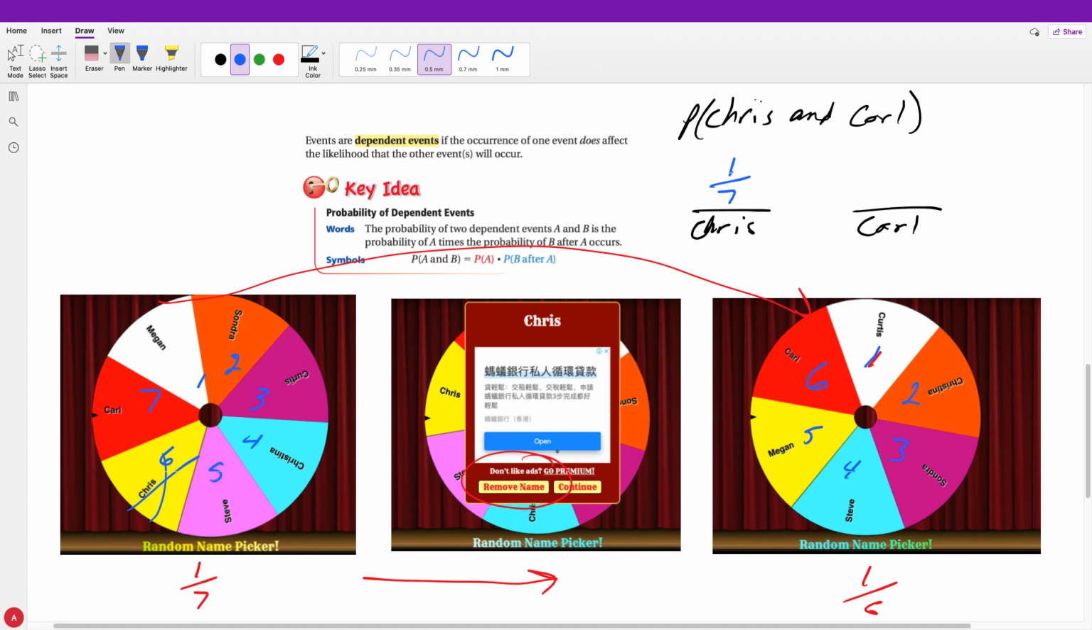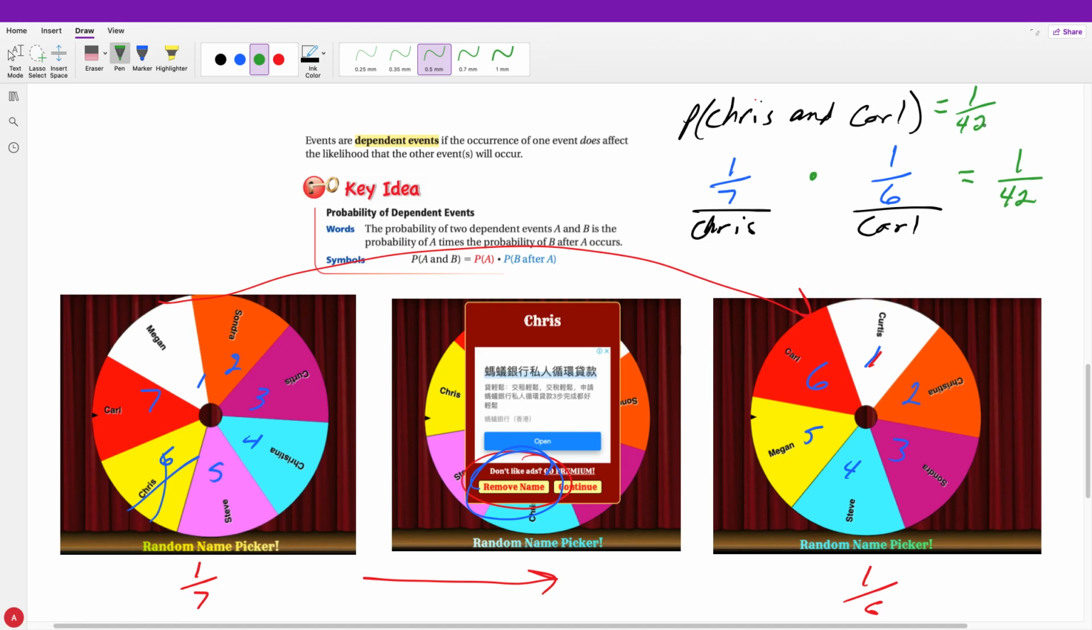Well, we did pick Chris. And after we pick Chris and remove his name from the wheel, now Carl has a 1 out of 6 chance of being picked. And then to find the probability of these two, we would multiply them together, just like we do with an independent event. And now it becomes 1 out of 42.